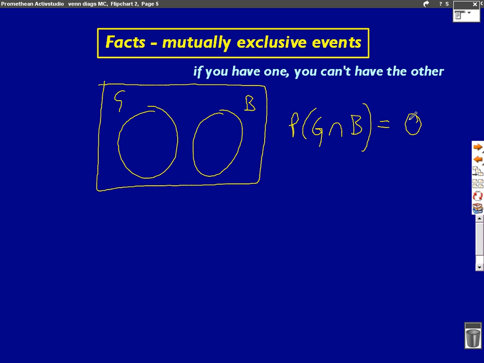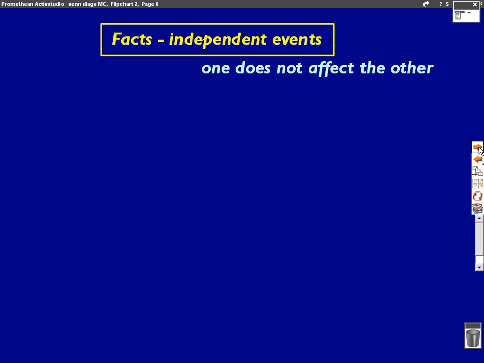That also means that the probability of you choosing a girl or a boy is the probability of G plus the probability of B. So if they were any two mutually exclusive events, the probability of the union, the probability of the OR, is just the separate probabilities added together. We don't have to take away anything because the intersection is 0. Now the one for independent events. That means that one does not affect the other. For example, getting a 6 when you roll a dice and getting tails when you flip a coin.